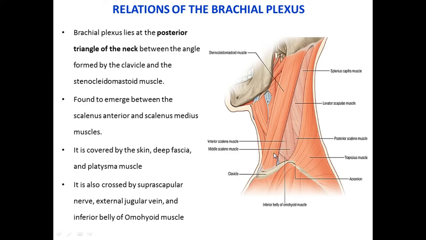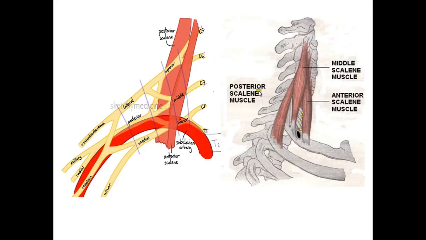It is also crossed by the suprascapular nerve, the external jugular vein, and the inferior belly of the omohyoid muscle. You can see here that is the middle scalenus muscle and that is the anterior scalenus muscle. In between, the brachial plexus nerves emerge. Here you can see the middle scalenus muscle, and that is the posterior one. Posterior is just behind, or deep to, these nerves.